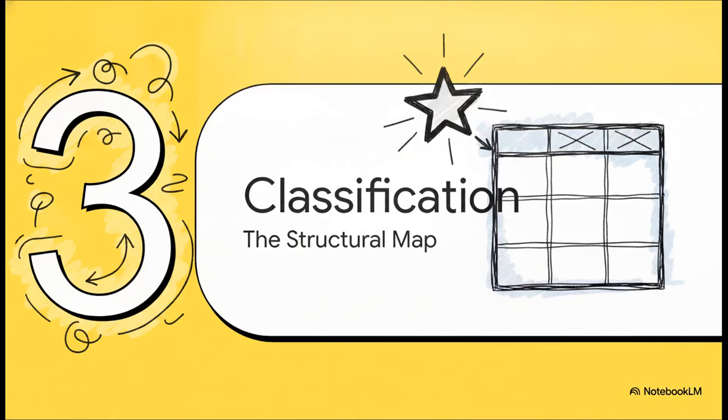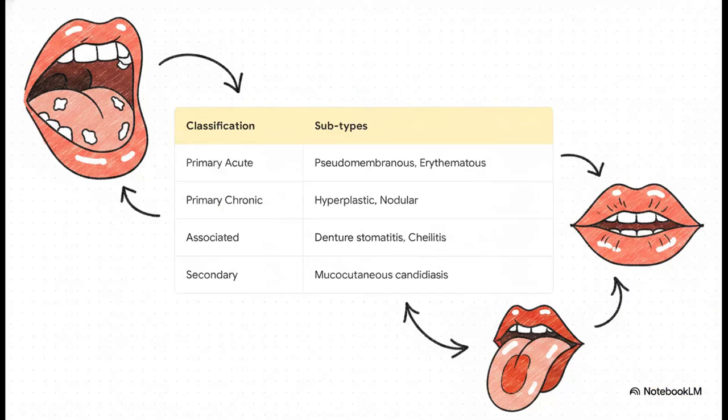All right, Section 3. Classifying oral candidiasis, the structural map. Honestly, I cannot stress this enough. Categorical chunking is your best friend here. This is the Samaranayake 1991 classification modified by Axell in 1997, and reproducing this exact framework is the absolute secret to locking in high marks.